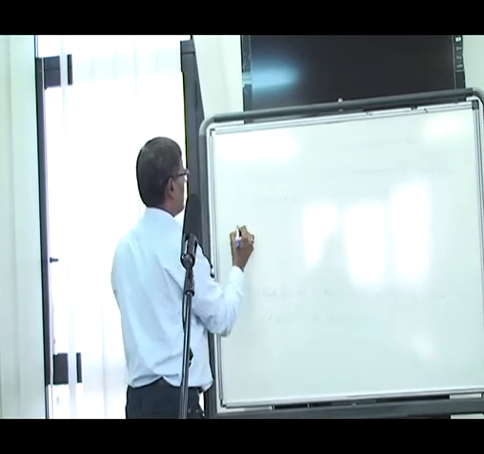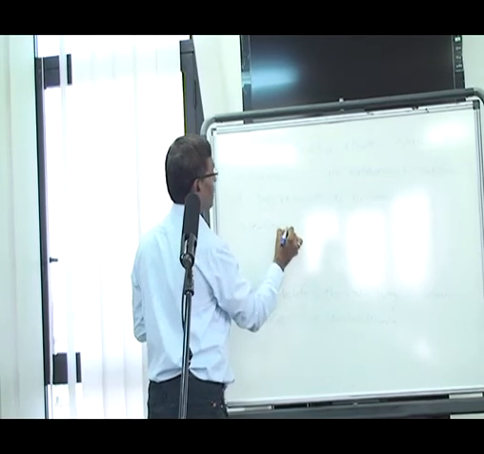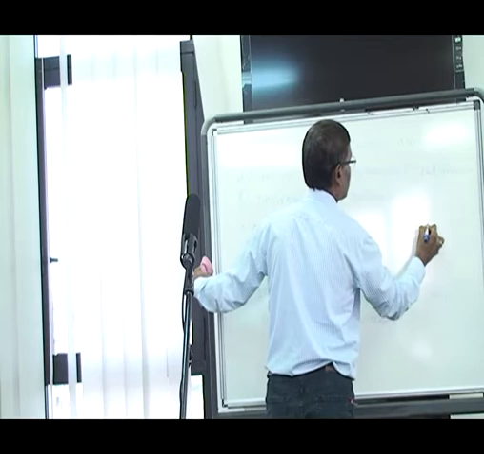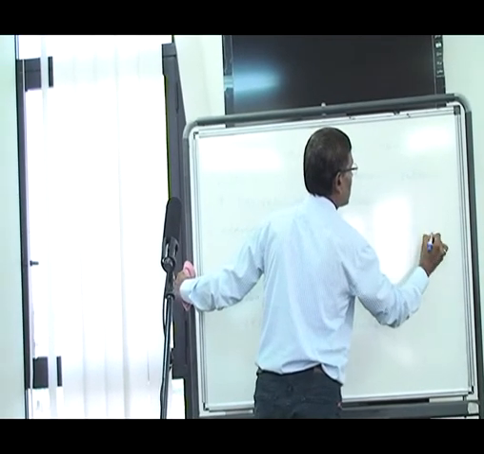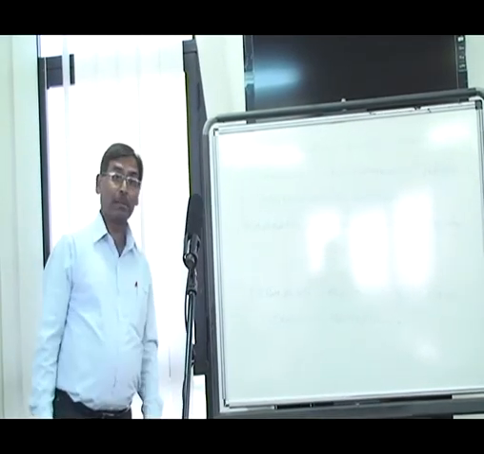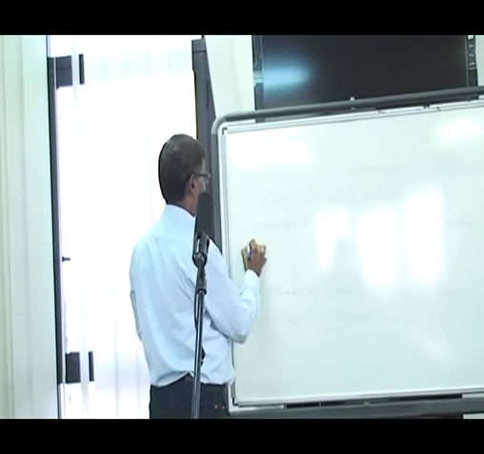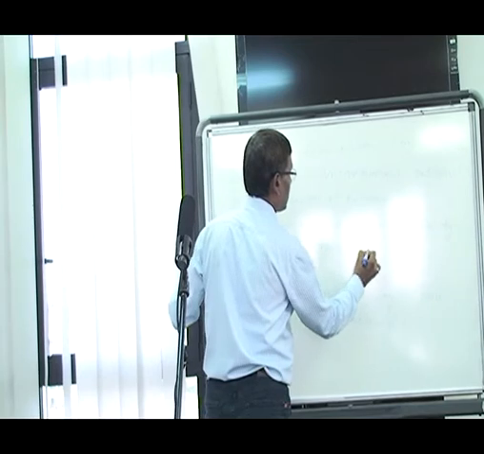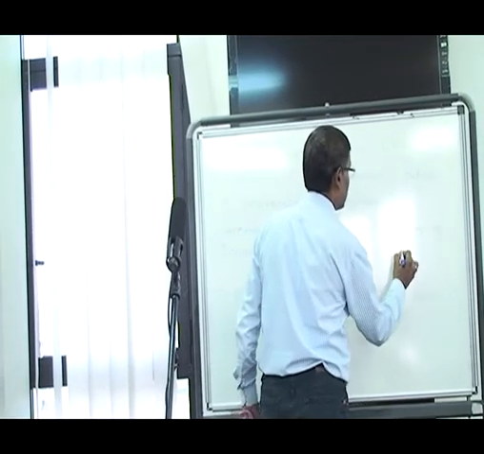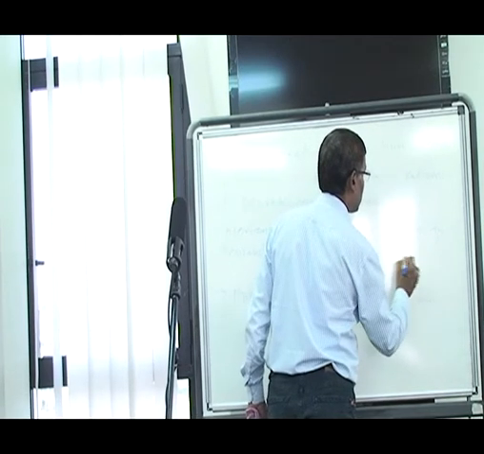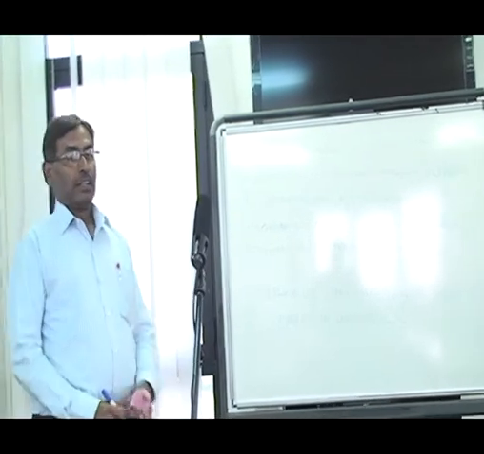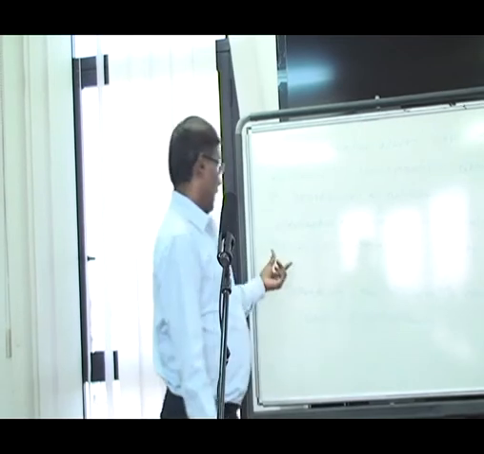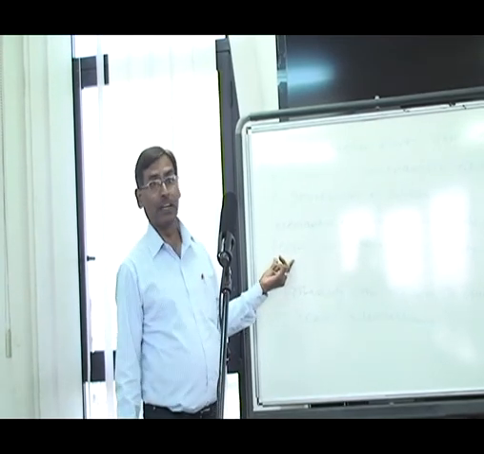Now, uncertainties are measured by probability. Let me write this. Uncertainties are measured by probability. And how will we measure desirability? Desirabilities are measured by utility. So to measure uncertainty, to get something within uncertainty, we need probability. And within uncertainty, we have desirability, and desirabilities are measured by utility.